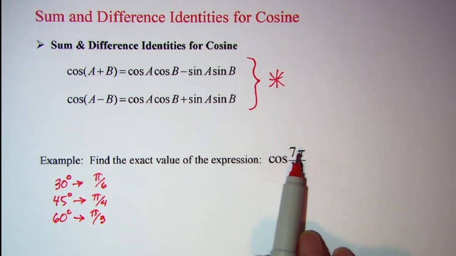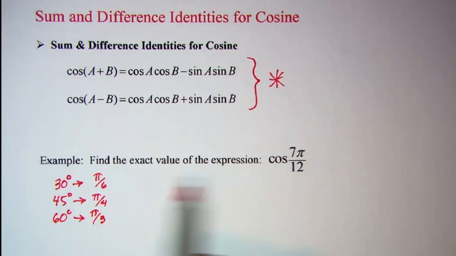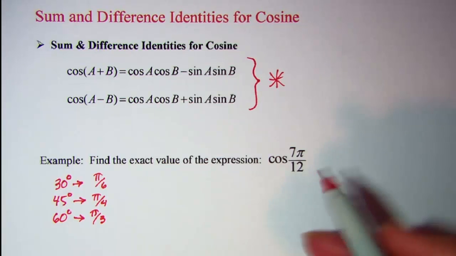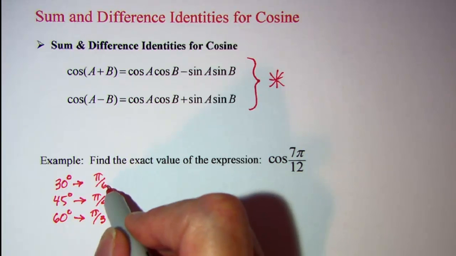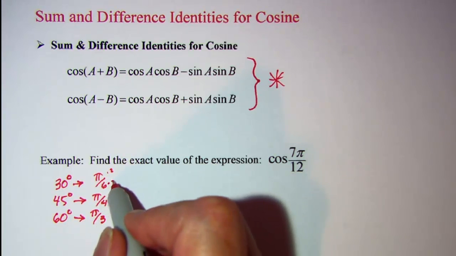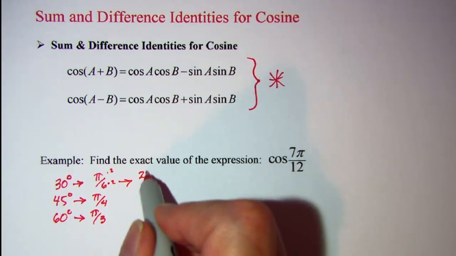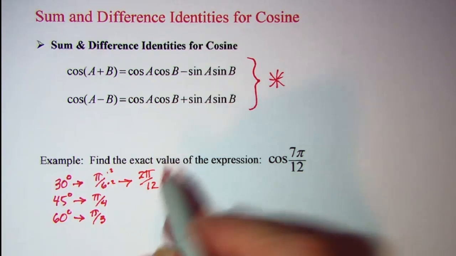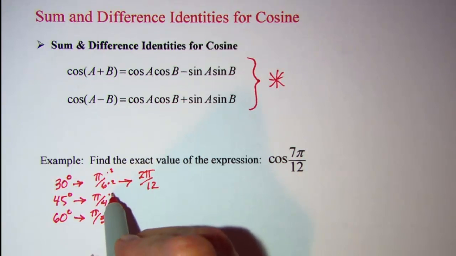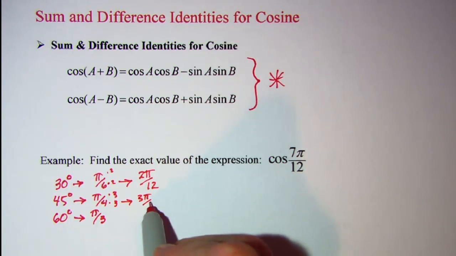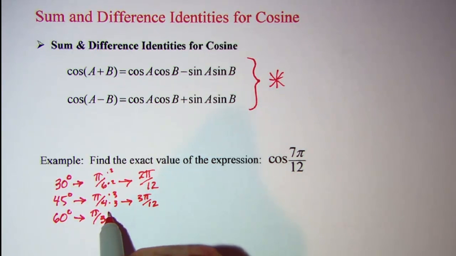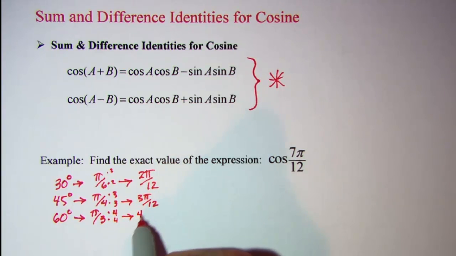Now, since my problem is in twelfths, I'm going to change these so they're all in twelfths so I can look at how I need to combine them to get 7 pi over 12. In order to get a 12 in this denominator, I'll multiply top and bottom by 2. So this is 2 pi over 12. Multiply top and bottom here by 3. So this is 3 pi over 12. And multiply top and bottom here by 4. So this is 4 pi over 12.